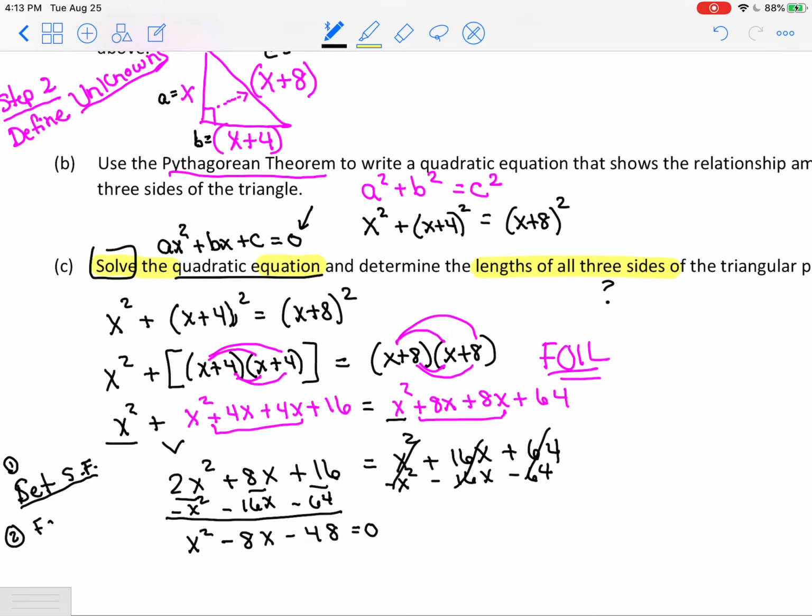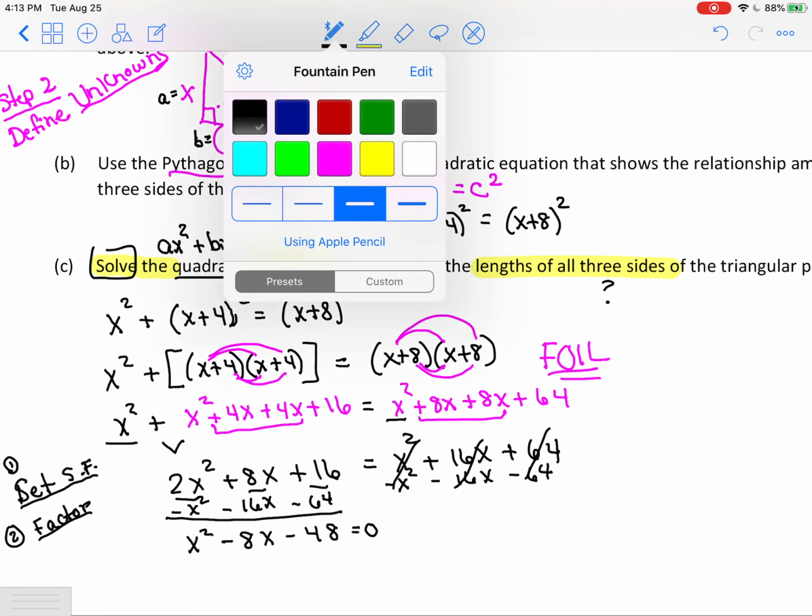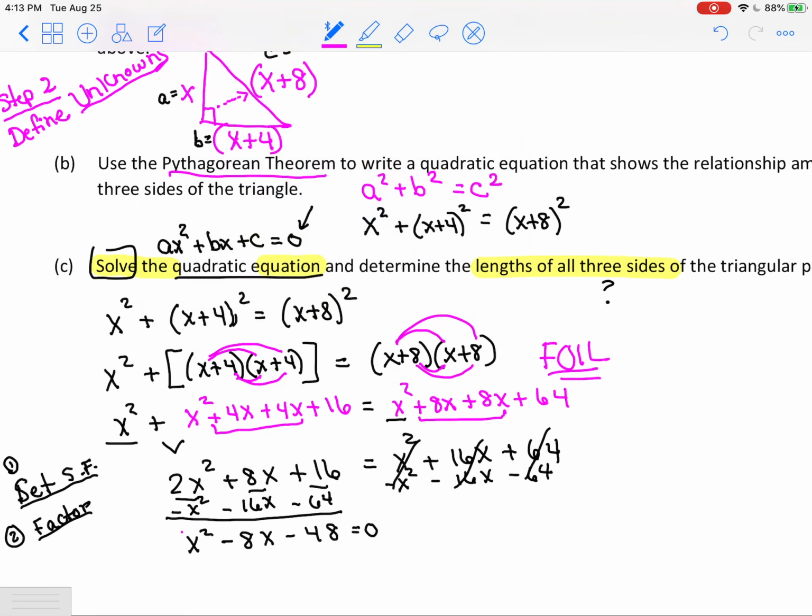Okay. Secondly, in order to be able to solve the quadratic equation, we need to factor it first. Well, luckily a is equal to 1. Let's go ahead and show what our a, b, and c are. Here's our a. Negative 8 is our b. And negative 48 is equal to our c. So we can just set up our T-table. We know that a times c is going to equal negative 48. We need factors of negative 48 that add to our middle term, which is negative 8.